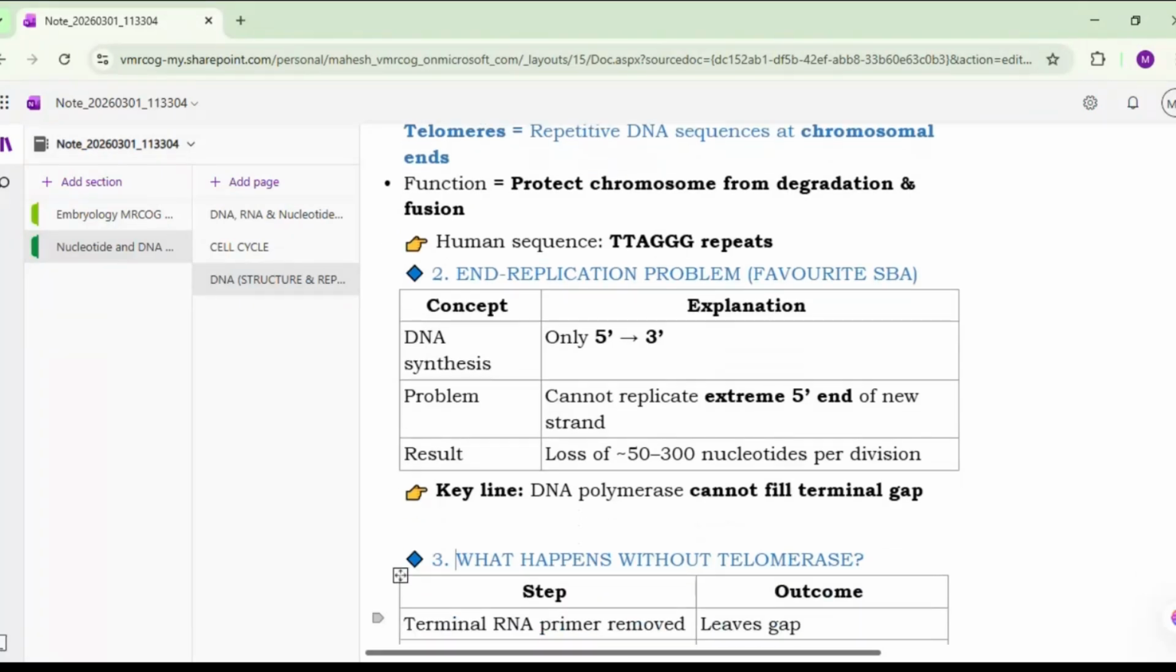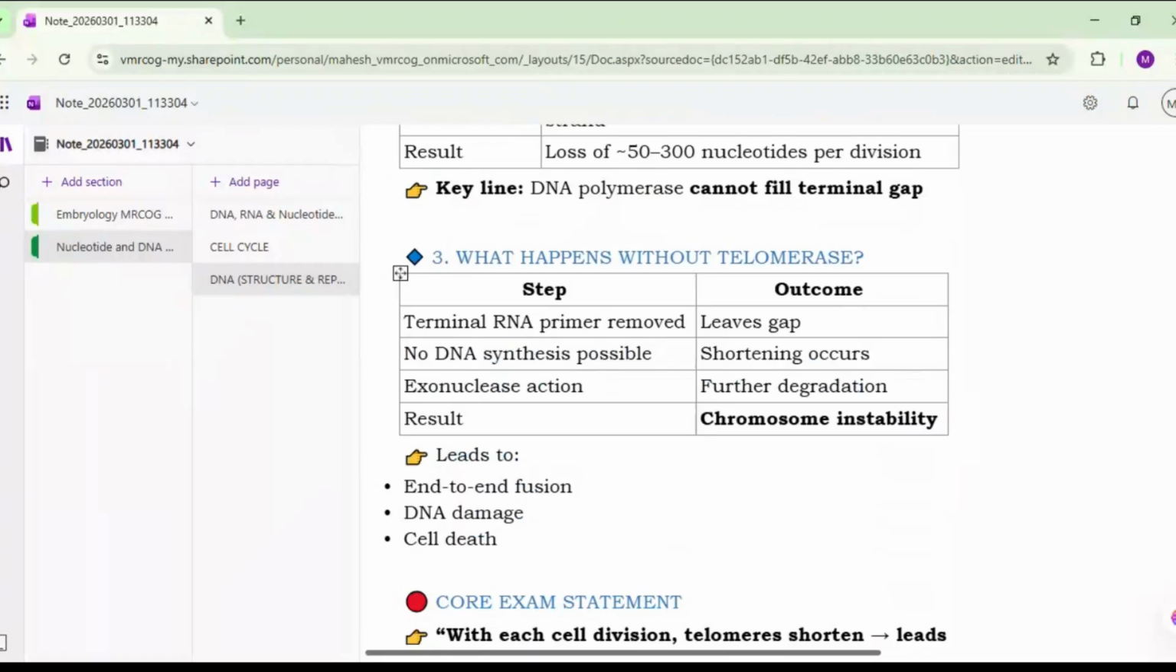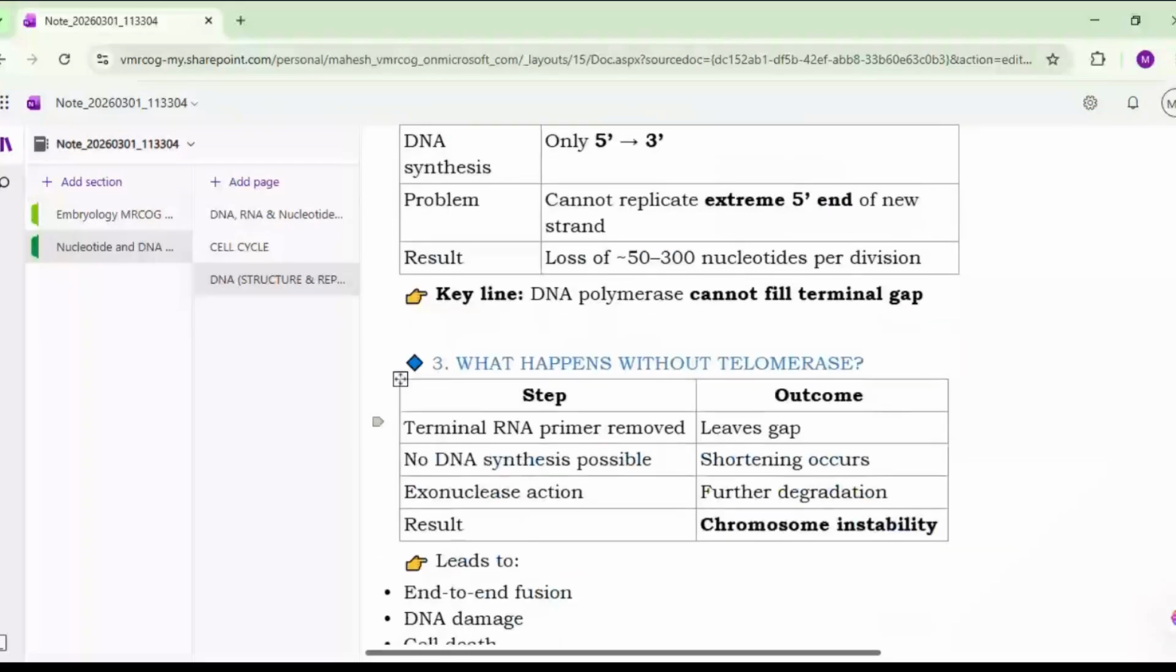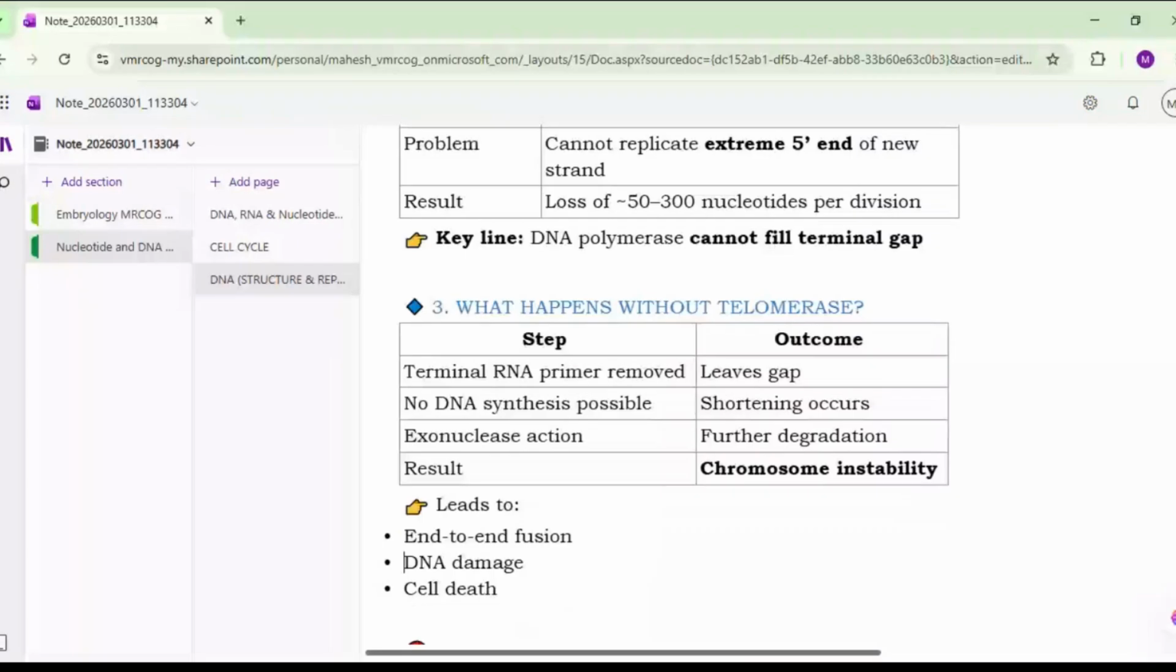Okay. So what happens without telomerase? Here comes the role of telomeres. Okay. So what exactly do these telomerases do? The terminal RNA primer is removed. That leaves the gap. No DNA synthesis is possible. That leads to the shortening of the DNA. Then exonuclease action causes further degradation that will lead to chromosome instability. Okay. So that will lead to end-to-end fusion, DNA damage and cell death.